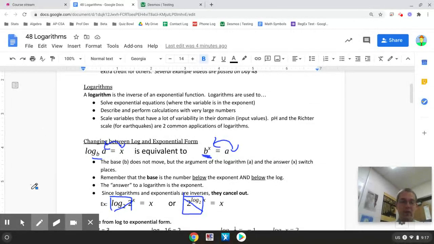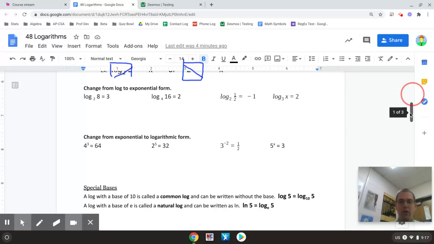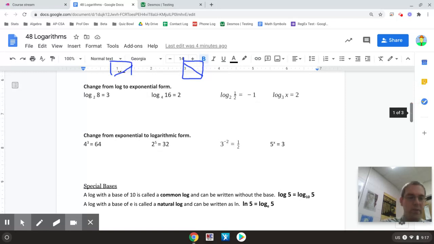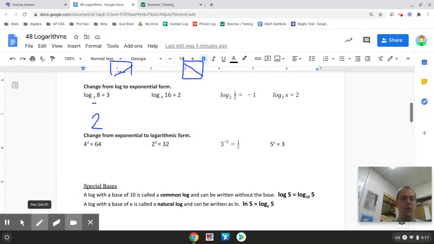I know this is different looking, but if you can identify the base, you'll find out that they are not too terribly hard to do. So let's go ahead and rewrite this first one. This first one, identify my base of 2. So that's the first thing I write down. Then the other two numbers switch places, which is a 3 there and an 8 there. And with a number in them, you can check and say, is 2 to the third power really equal to 8? And it is, so you know you are correct.